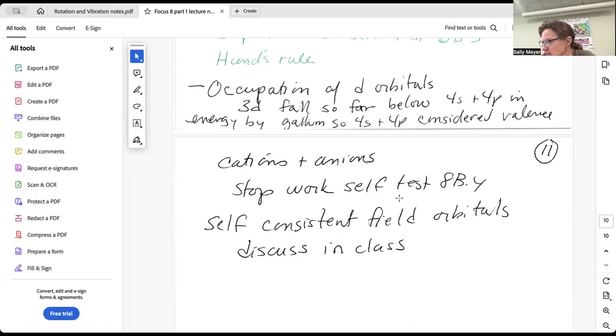We'll talk about this last little idea, self-consistent field orbitals. We'll discuss that in class. It's a way to start making a more quantitative correction to the orbital approximation. Rather than just saying you can write the wave function as a product of each electron having its own wave function and ignoring all those interactions between electrons, there's a way that all the big software packages make corrections to that to get better energies for orbitals in non-hydrogenic atoms.